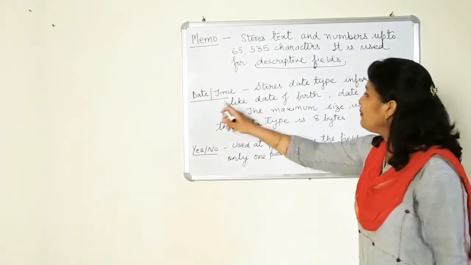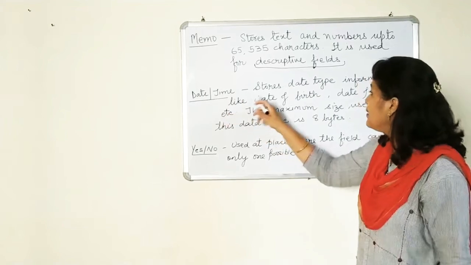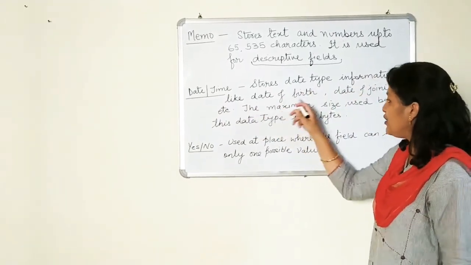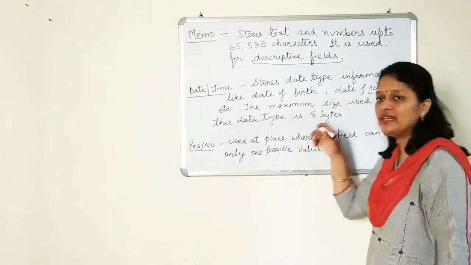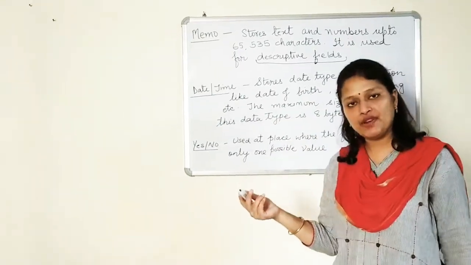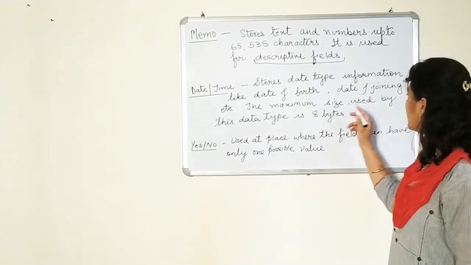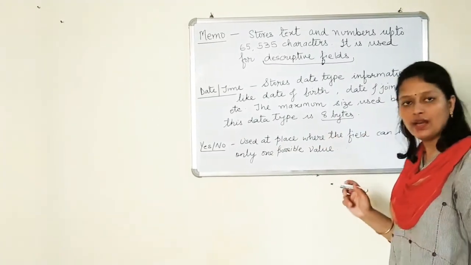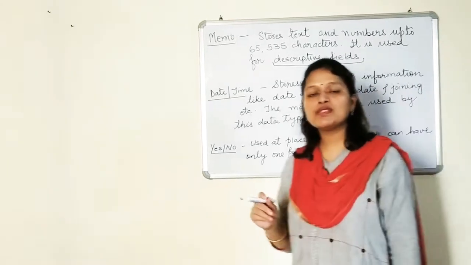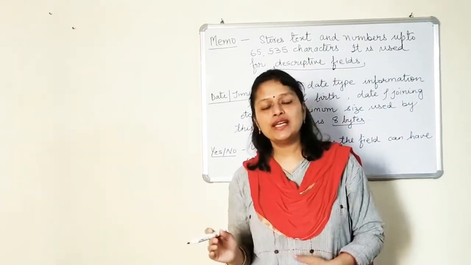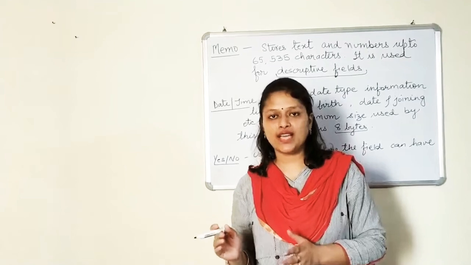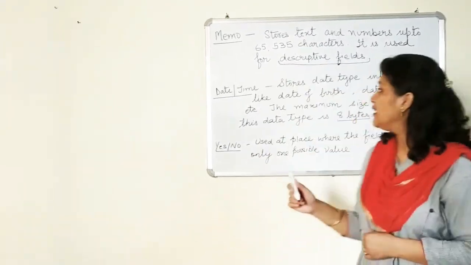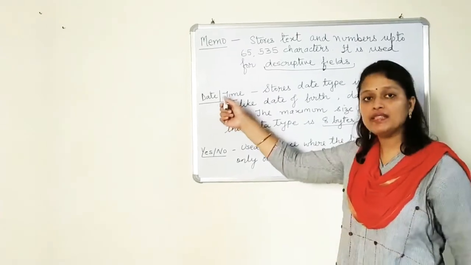Next, date time. It stores date type information like date of birth, date of joining, date of leaving, etc. The maximum size used by this data type is 8 bytes and you can perform calculations which need the field in date time. You can add or subtract dates by using this date and time data type.